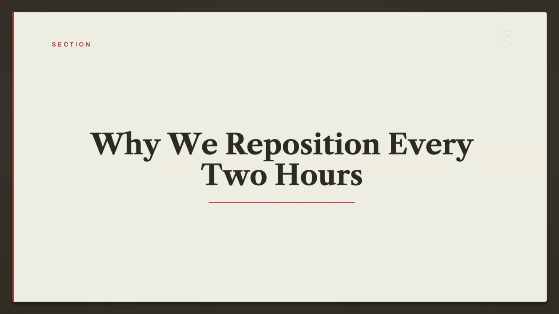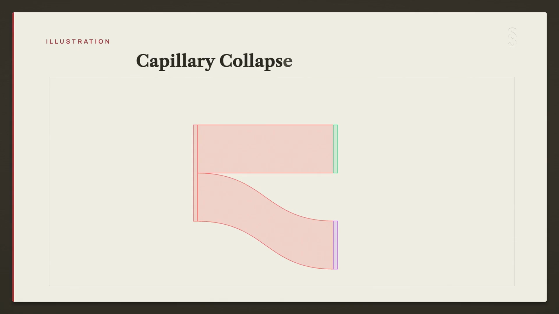Repositioning is a scheduled change in a client's body position that relieves pressure over bony prominences, and it happens at least every 2 hours around the clock. It's a preventive move against damage that starts invisibly long before any redness appears on the skin.